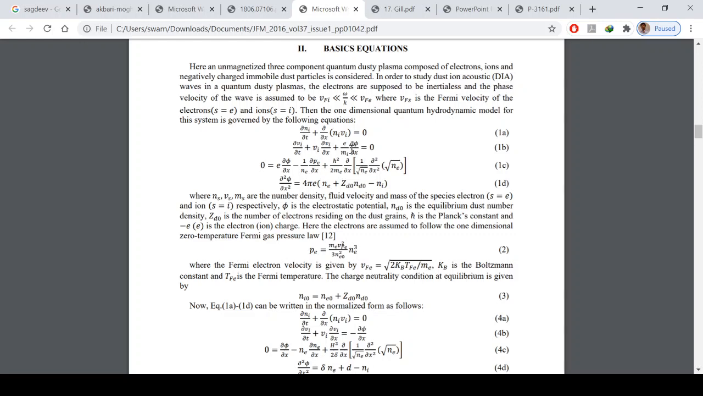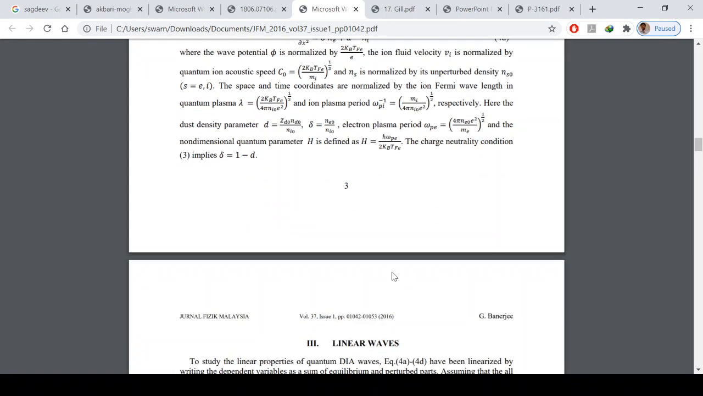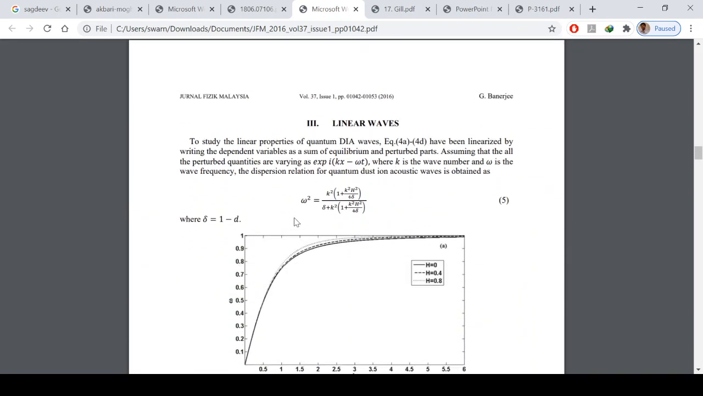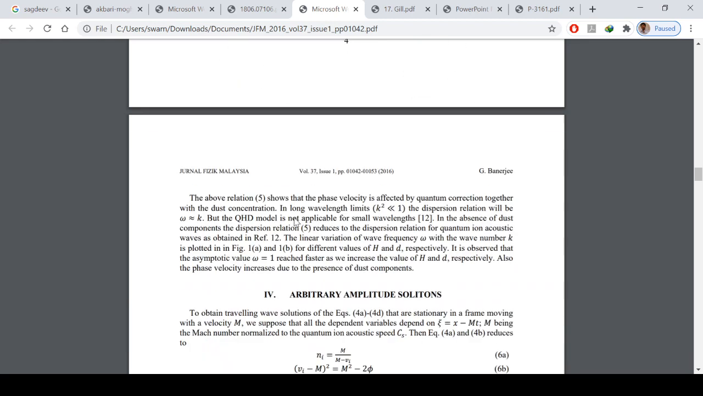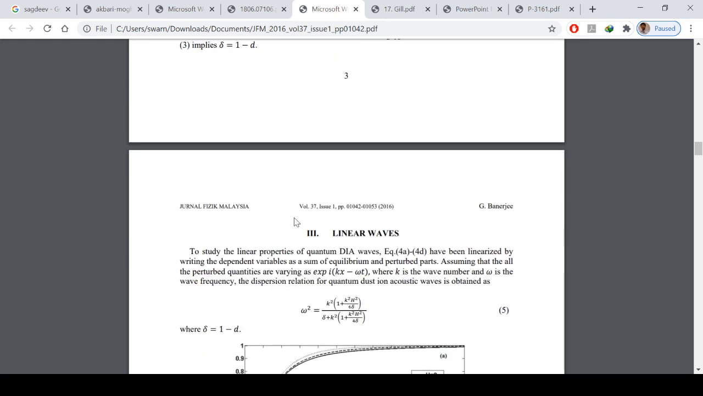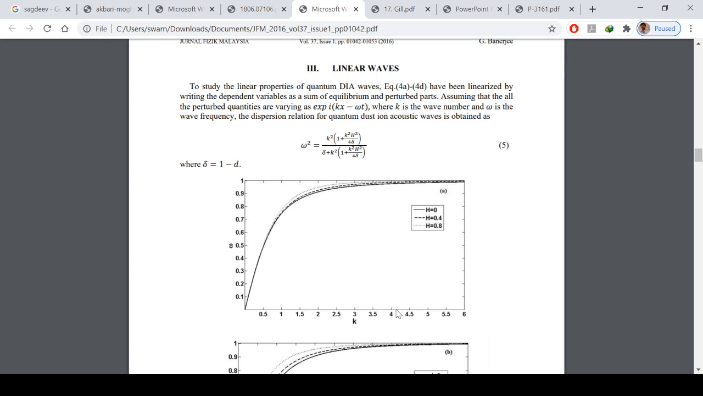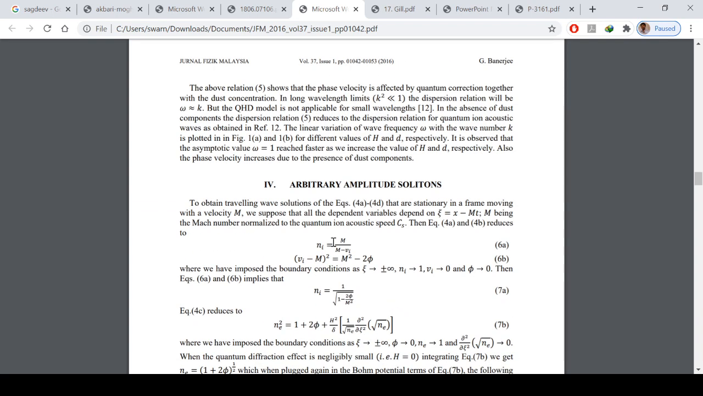You see, from this paper, these are the differential equations. Get this normalized, and for linear waves, they have studied the linear dispersion equation, much like the expression that we did in the previous one. And here they have arbitrary amplitude. Well, now what is arbitrary amplitude? While dealing with the KdV equation, we studied solitons with small amplitude. Now when the amplitude is very high, nonlinear effects come in. So that is known as large amplitude or arbitrary amplitude solitons.